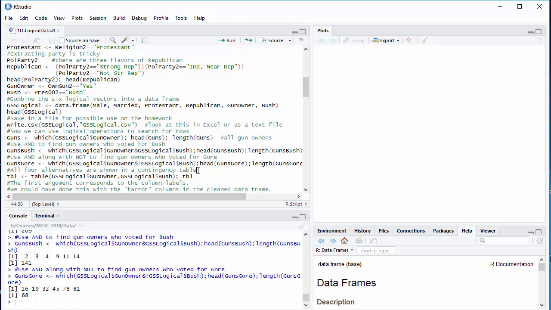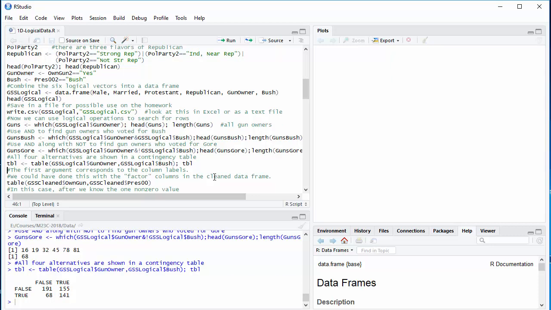A nice way to consolidate these data is into what data analysts call a contingency table. And in order to do that, I just specify the names of the 2 columns. I say, I want a table made from the gun owner column and the voted for Bush column. And when I display that, the only tricky thing is remembering whether it's rows or columns that correspond to gun owners. The rule, it turns out, is that the first argument corresponds to the column labels, the second with the row labels. Did I get that right?